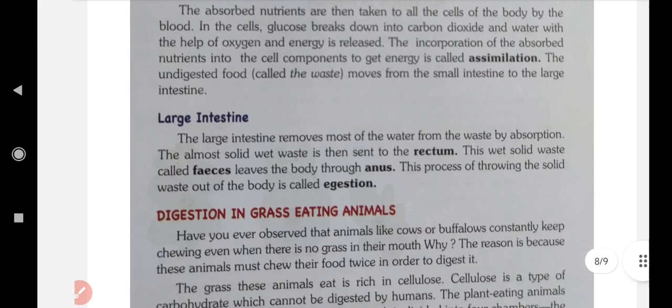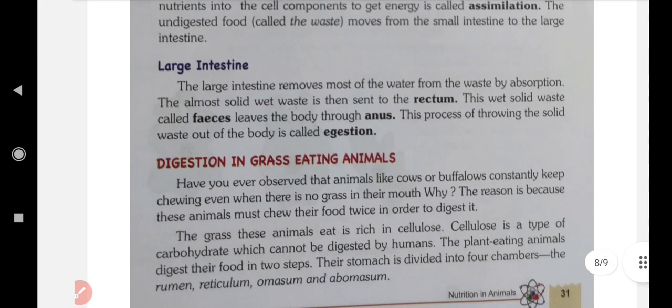So clear, children, up to the large intestine, one by one we will see. First we will see the mouth. After the mouth we will see the food pipe or esophagus. After the food pipe or esophagus, we go through the stomach, then the small intestine, then the large intestine.